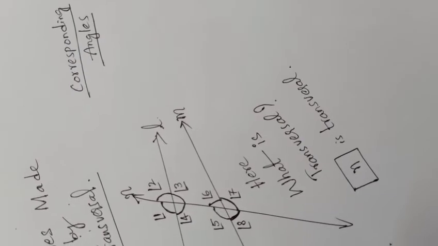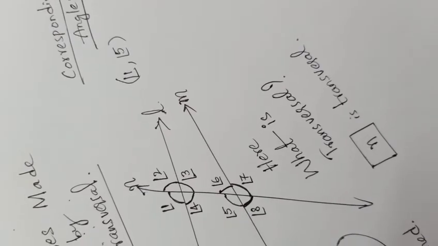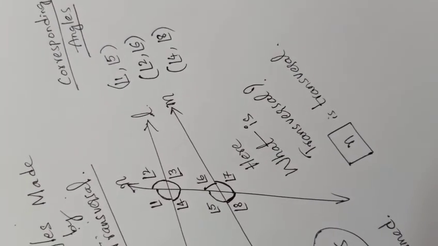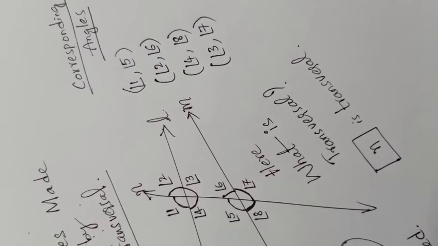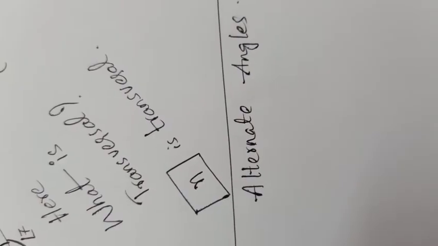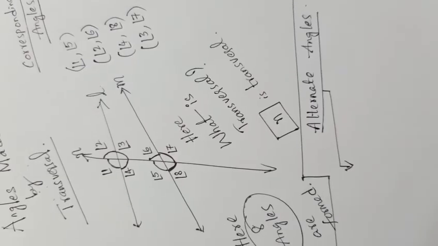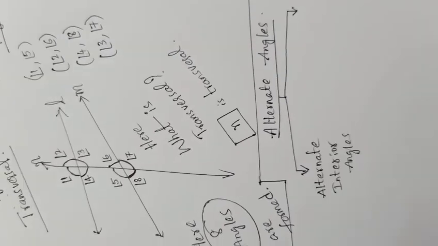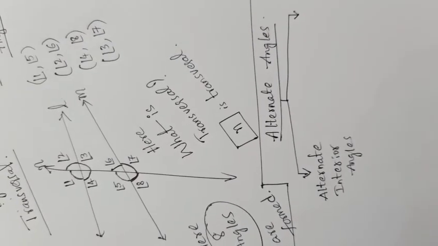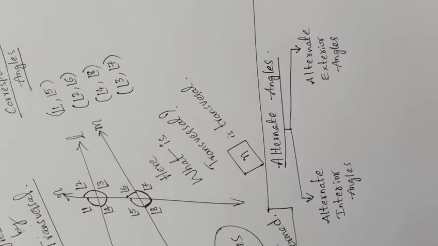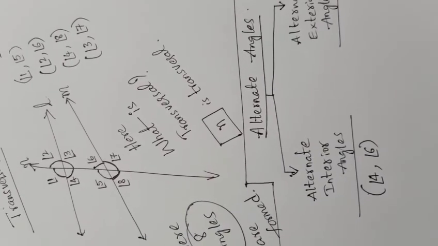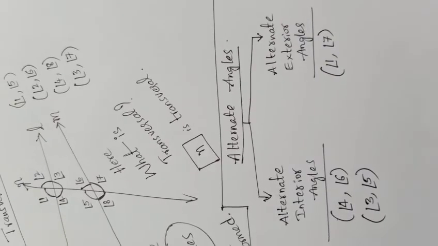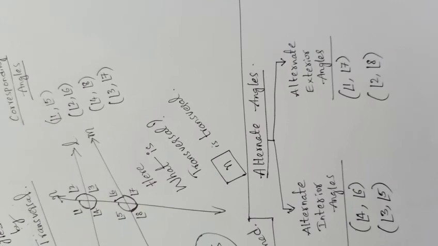Now I am talking about corresponding angles. Here, 1 and 5 are corresponding angles, 2 and 6 are corresponding angles, 4 and 8 are corresponding angles, and 3 and 7 are corresponding angles. And what are alternate angles? Alternate angles are on either side of the transversal, whereas corresponding angles are on the same side. Alternate angles are divided into two types: alternate interior and alternate exterior. Alternate interior angles are 4, 6 and 3, 5, and alternate exterior angles are 1, 7 and 2, 8.